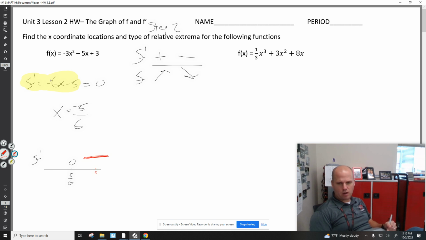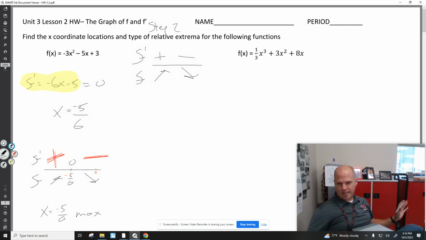If I plug in 0, negative 5/6. If I plug in a value like negative 2, negative 6 times negative 2 is positive 12. Positive 12 minus 5 is going to be a positive. Okay. This is telling me f increases, then decreases. This is telling me that x equals negative 5/6 is a max. Hooray. Okay? That's it. This is step 2. This was step 1, last class. This is step 2, today's class.